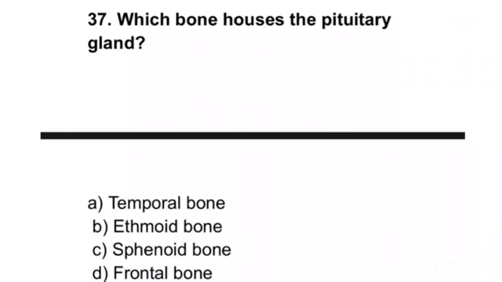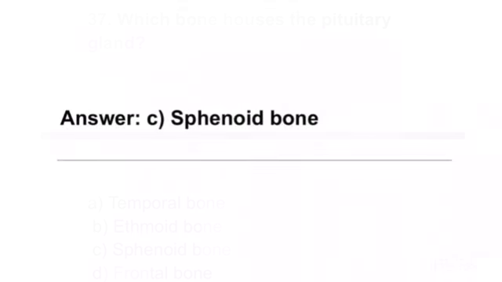37. Which bone houses the pituitary gland? A. Temporal bone. B. Ethmoid bone. C. Sphenoid bone. D. Frontal bone. Answer, C. Sphenoid bone.